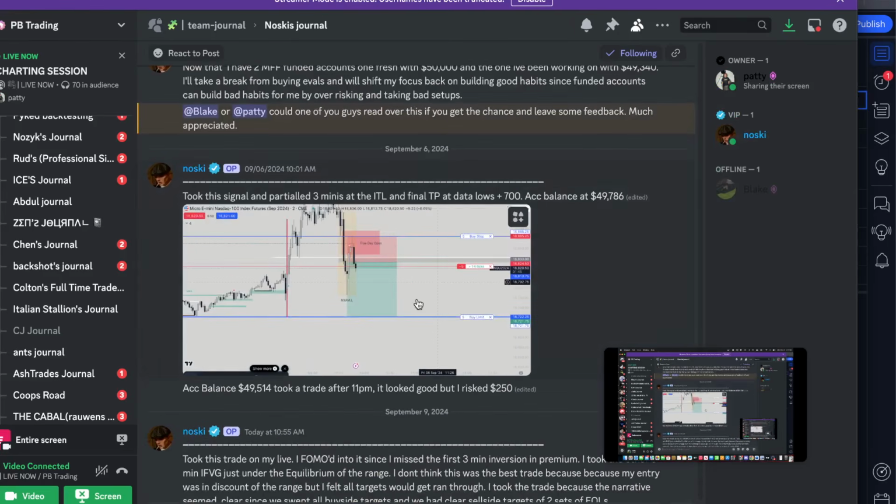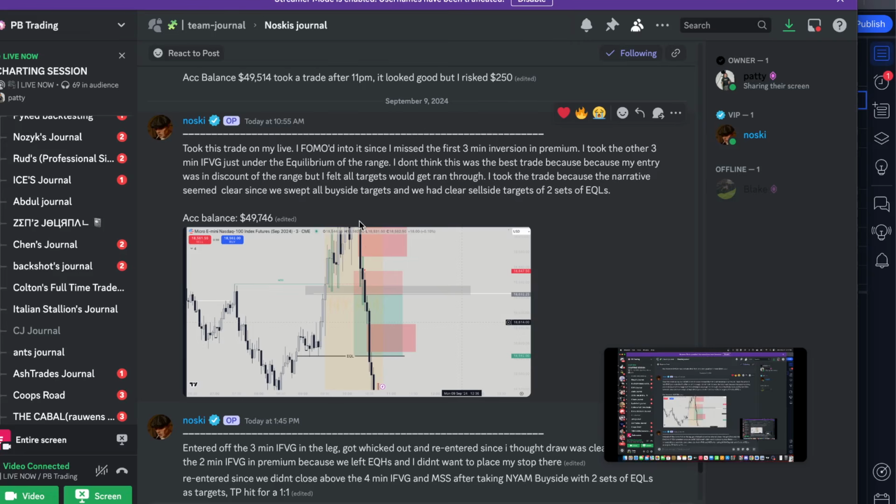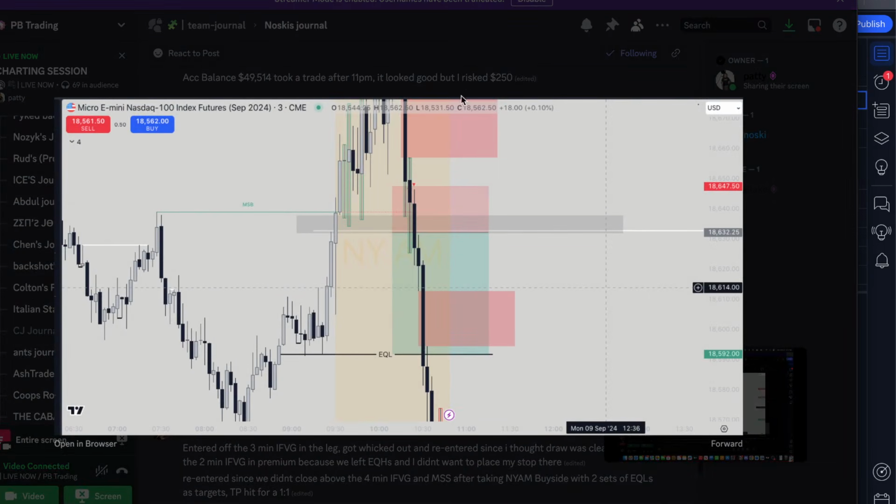Let's see. Took the trade on live. I FOMO'd into it since I missed the first 3-minute version of premium. I took the other 3-minute just under the equilibrium of the range. I don't think this was the best trade because my entry was in the middle of the range, but I felt all targets would get ran through. I took the trade because the narrative seemed clear. Since we swept all buy-side targets, we had clear sell-side targets. Yeah, the sell-side draw was super clear.